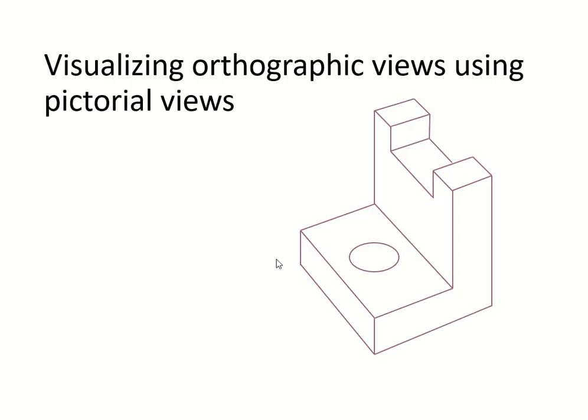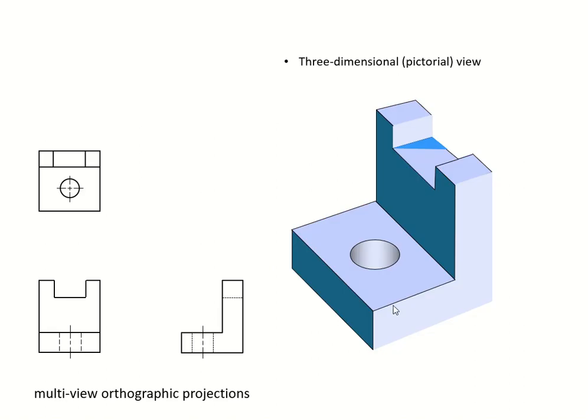In order for us to be able to visualize the 2-dimensional views, or orthographic views, we usually use pictorial views. This is your pictorial view, which is 3-dimensional. In common words we call it a pictorial, because it's like a picture, a view. And here are your multi-views, and they're all ortho projections, okay?